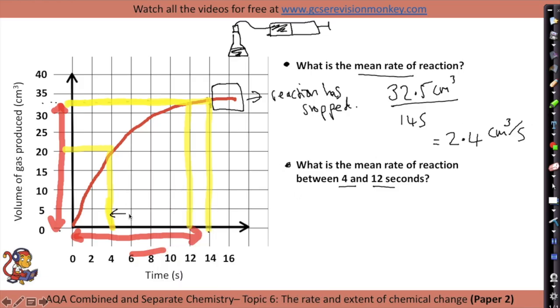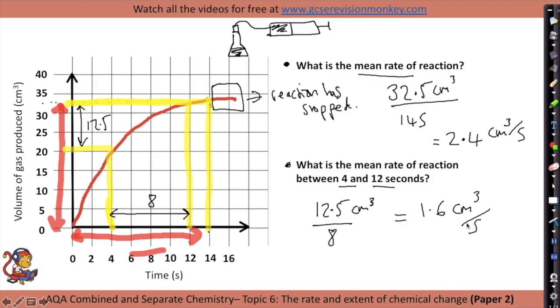So here we go from 4 to 12, so that's 8, and within that 8 seconds we have produced this amount of gas, which is 32.5 minus 20, which is our 12.5. So to calculate our rate, we do the amount of gas we'd produced, 12.5 centimetres cubed, divided by the time it took, which is 8 seconds, and that would give us a mean rate of reaction of 1.6 centimetres cubed per second.